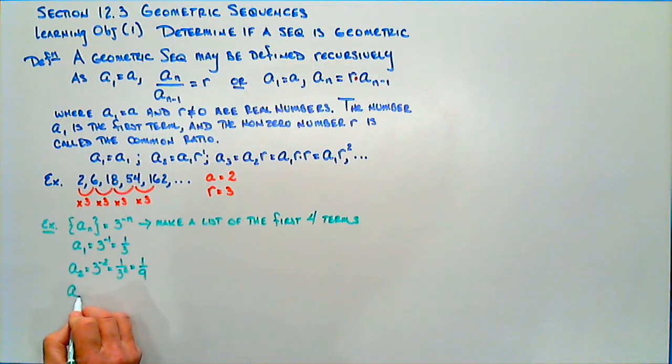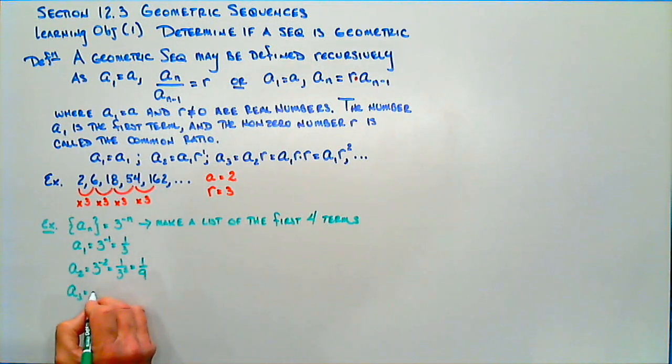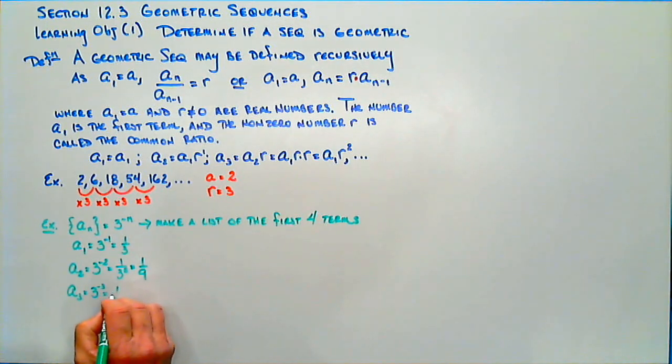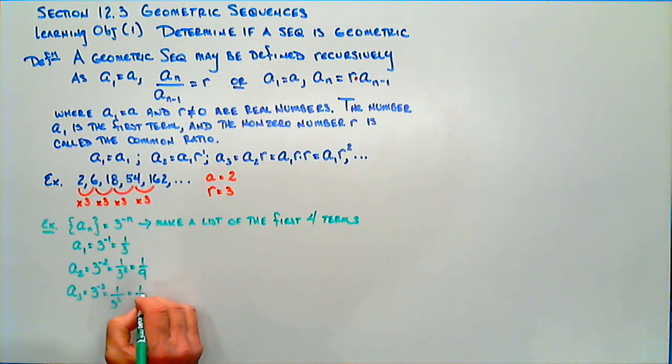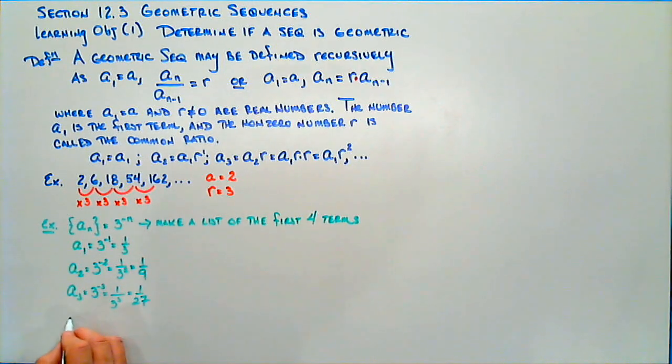What about a sub 3? Well, a sub 3 is going to be 3 to the negative 3. That's going to be 1 over 3 cubed. That's going to be 1 over 27. And finally, we said we're going to do the first 4 terms, so what's a sub 4? That's going to be 3 to the negative 4. That's 1 over 3 to the 4th, and that's 1 over 81.